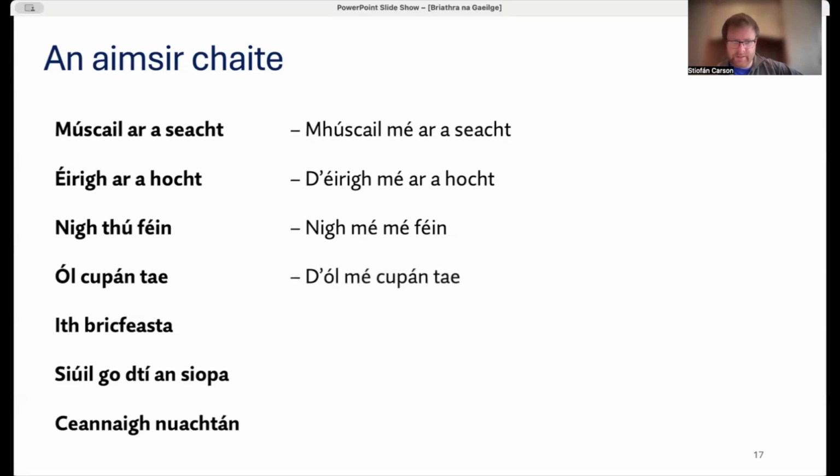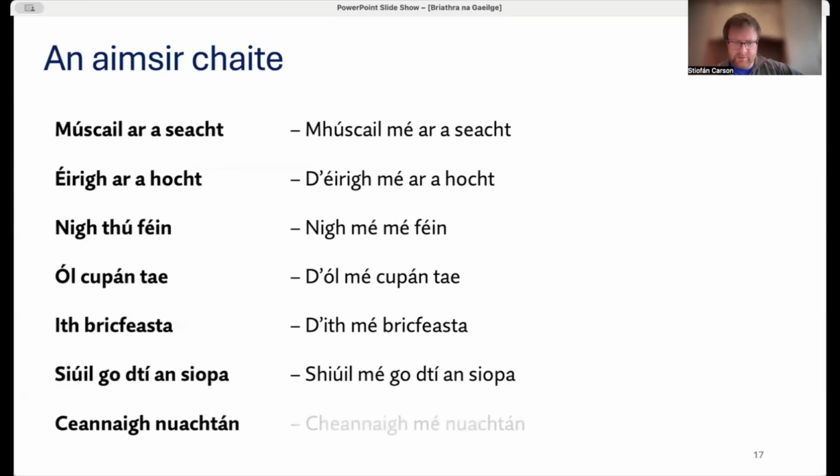D'ól mé cupán tae. Ith breakfast, d'ith mé breakfast, same as before. Shiúil go dtí an siopa, shiúil mé go dtí an siopa. We can put a séimhiú. Remember, it's just SC, SM, SP, and ST. Scallion, smell, spicy, and stew. If it's just an S, not an SC, an SM, an SP, or an ST, we can séimhiú it. And finally, cheannaigh nuachtán, cheannaigh mé nuachtán.